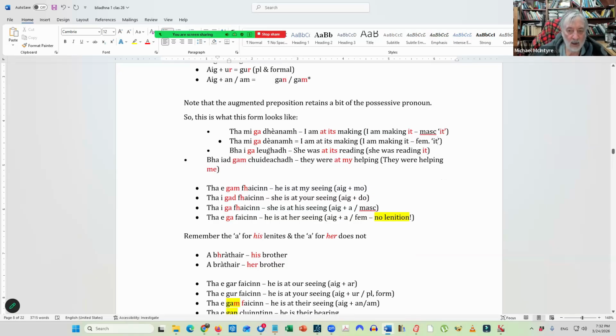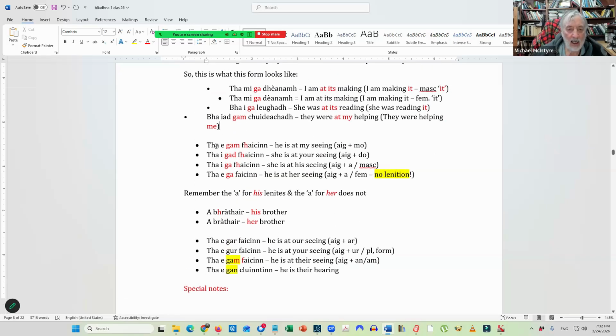Hami gayevek. She was at its reading. She was reading it. Va'it gam chutchikuk. They were at my helping. They were helping me. Hai gam echen. He was at my seeing. Ek plus mo. Hayit get echen. She is at your seeing. Hai gaf echen. She is at his seeing. Ek plus a. And hai gefechen. He is at her seeing.